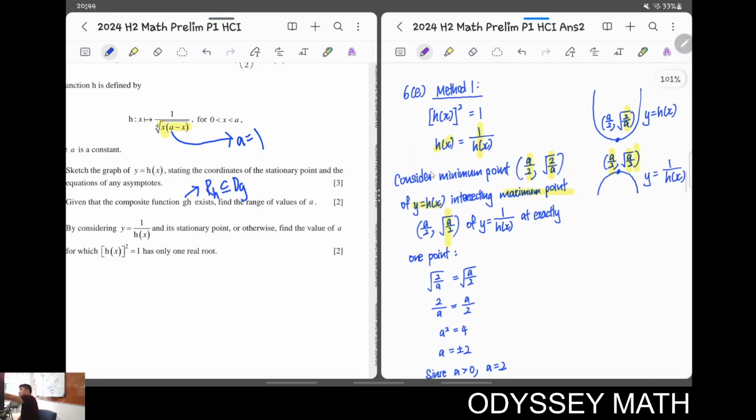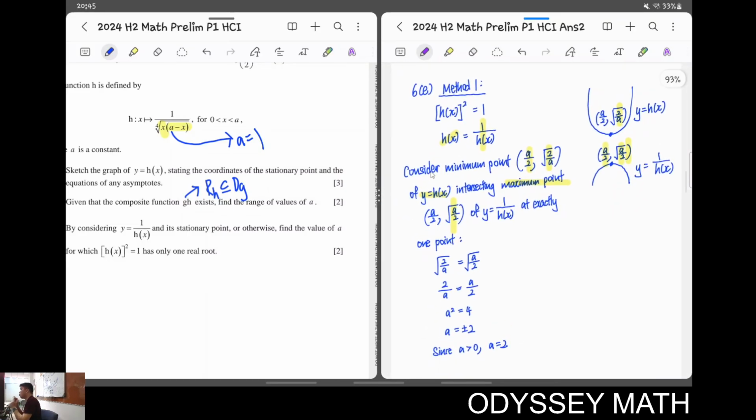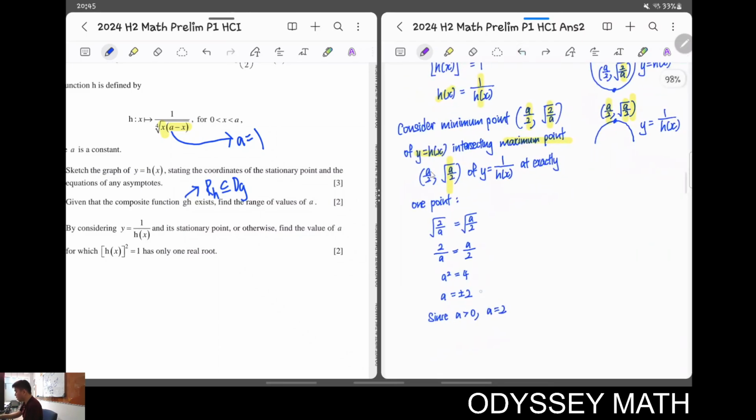If you want them to have only one real root, it means that the minimum point and the maximum point of y equals to h(x) and y equals to 1 over h(x) respectively intersect at exactly 1 point. So how do you force that to happen? When your square root 2 over a equals to square root a over 2. Agree? Then you solve for a, plus minus 2. Since a is more than 0, a must be equal to 2. Question?